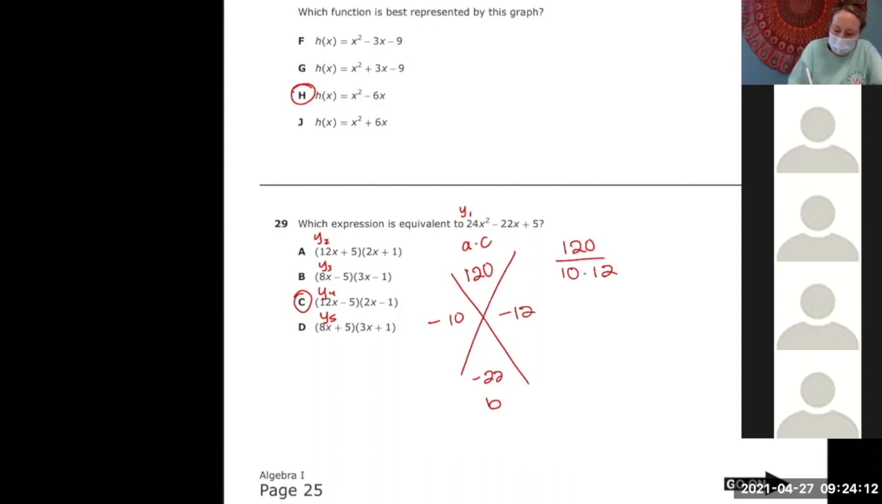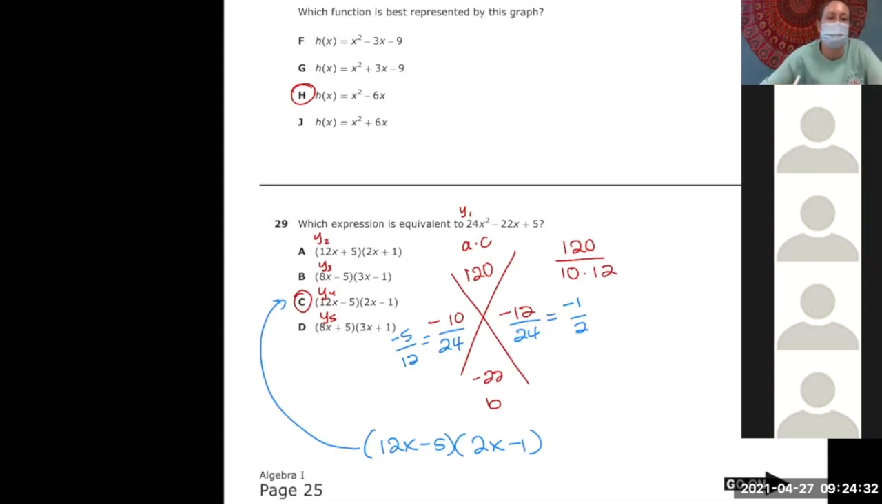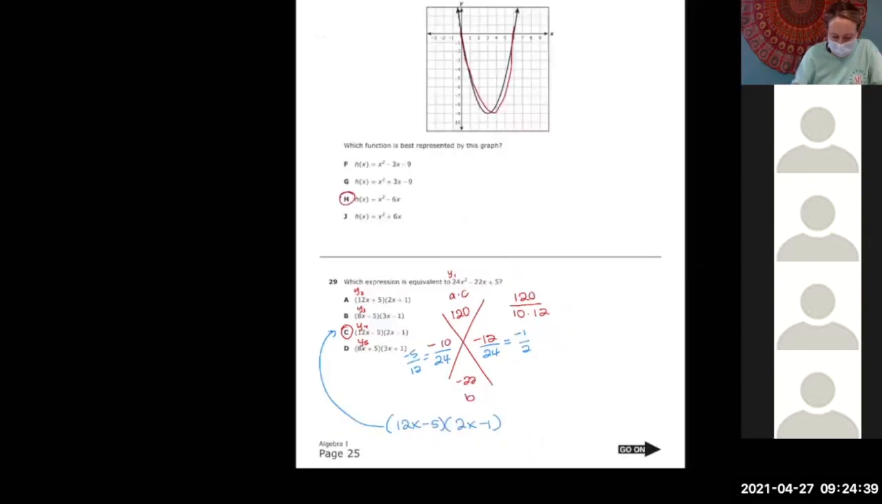Then remember, we divide by our A value. This simplifies to negative 1/2. This simplifies to negative 5 over 12. Then we go bottoms up. So it's 12x minus 5 and 2x minus 1, which was our answer. So if you would rather factor using the big X, you can do that instead of the calculator.